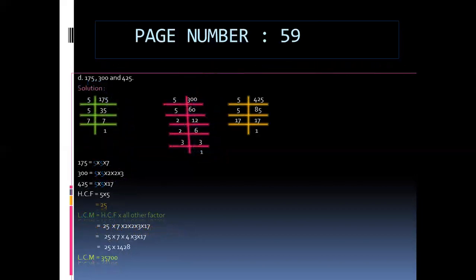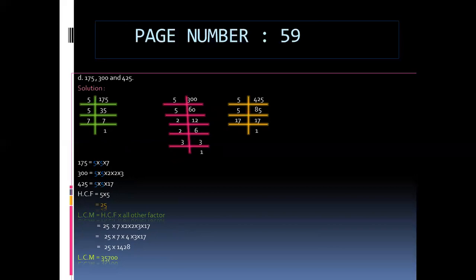Part D. Now there are three numbers: 175, 300 and 425. In 175, at the ones place 5 is there, so we start division with 5. 35 is the quotient, then again take division with 5. 7 is left there.